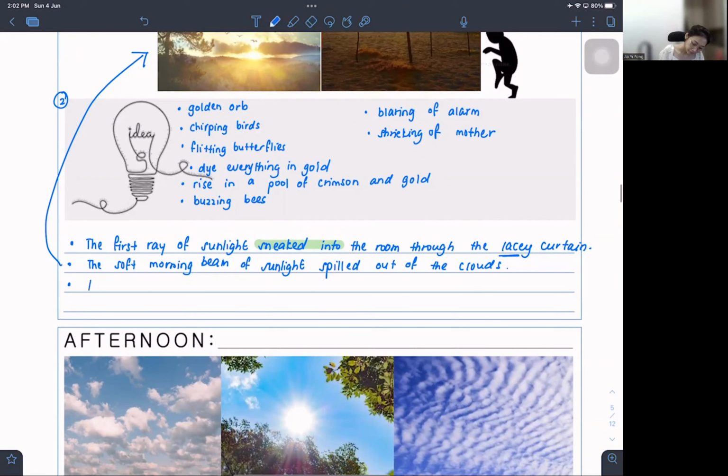Dappled light of the morning. Sun peek through leaves of the towering trees. Full stop.